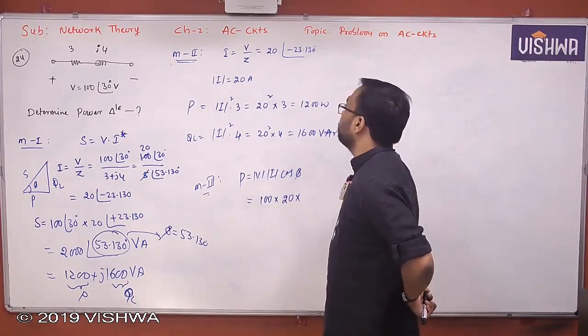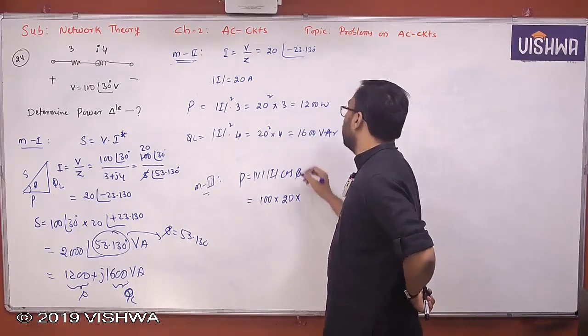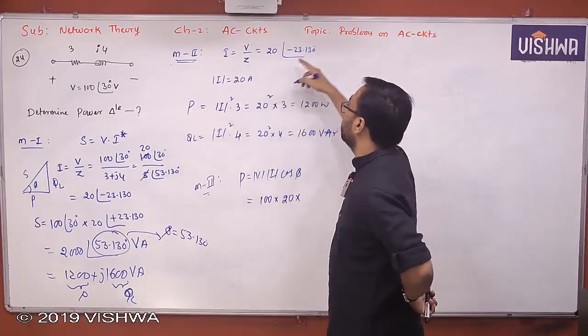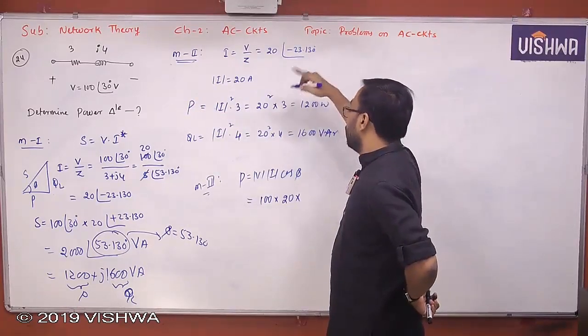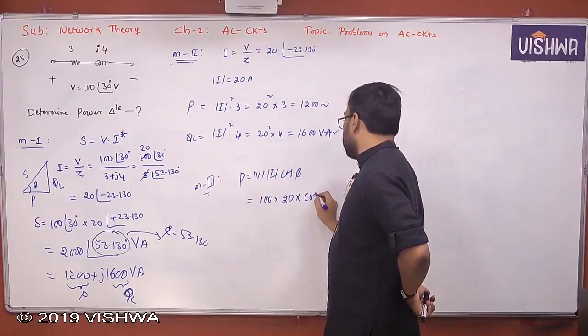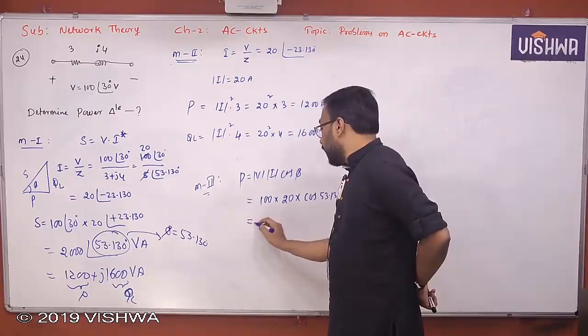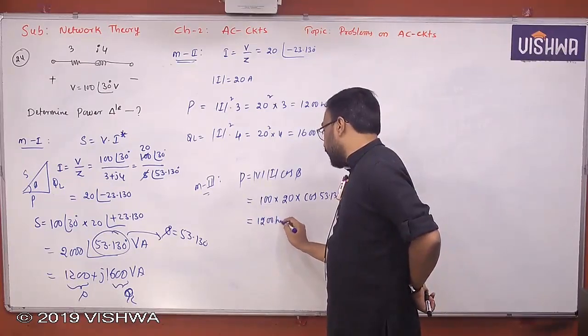What is the cos phi? Cos phi is the angle difference between the voltage and current. How much is it here? Voltage phasor is 30 degrees. Current phasor is minus 23.130. The difference is 30 minus of minus, that is 53.130, and finally you will get 1200 watts.